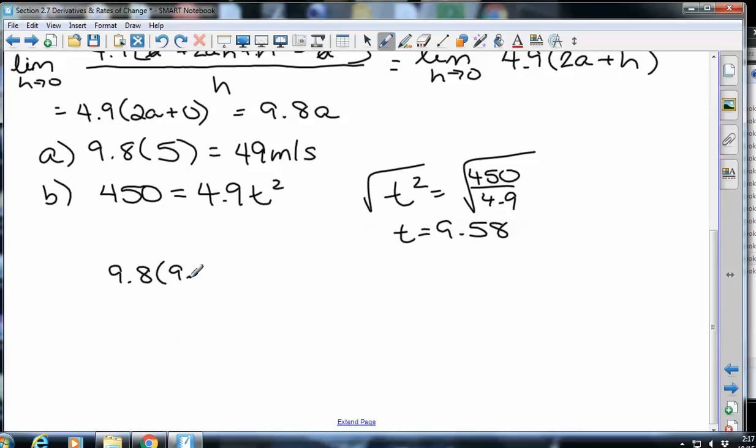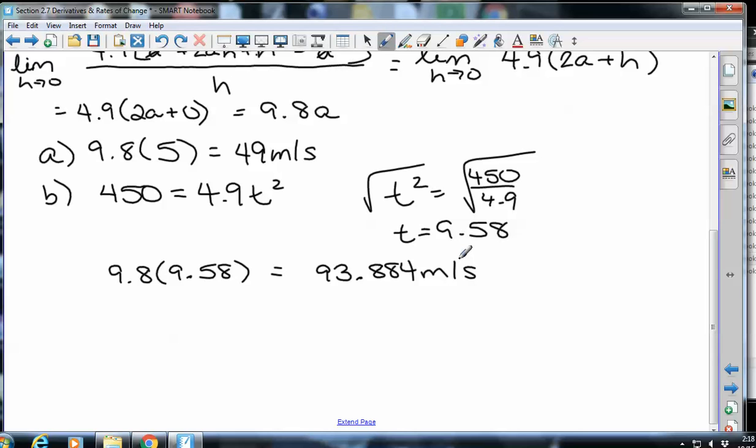So to find the speed at that time, I can just plug it into the formula we found, so 9.8a, and my a is 9.58. And I get 93.884 meters per second. Questions?